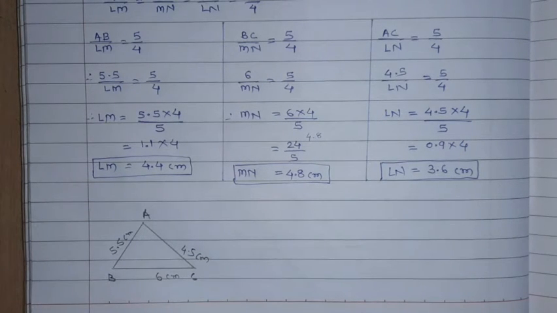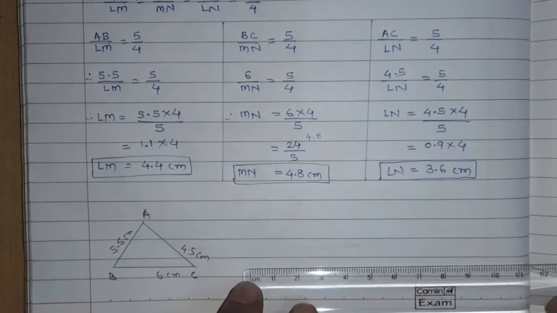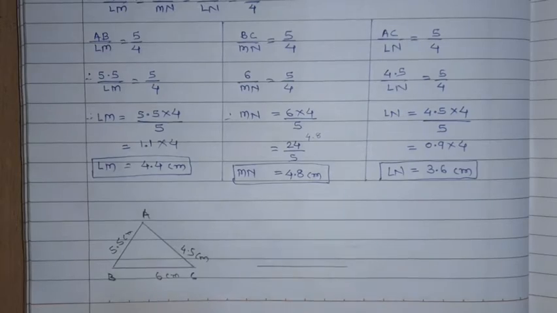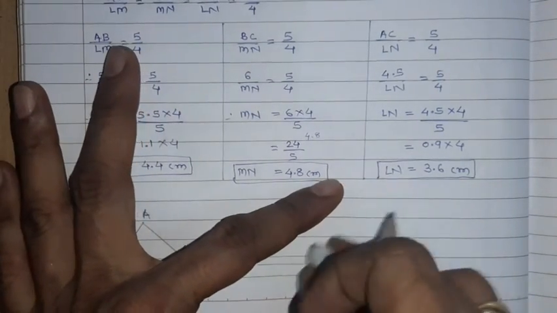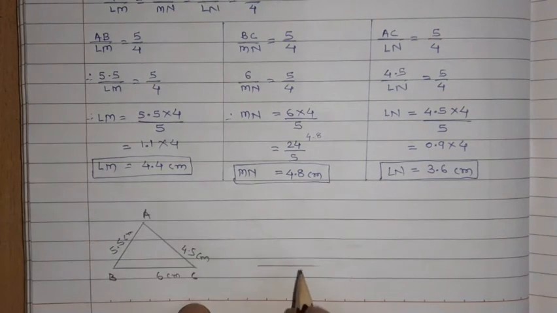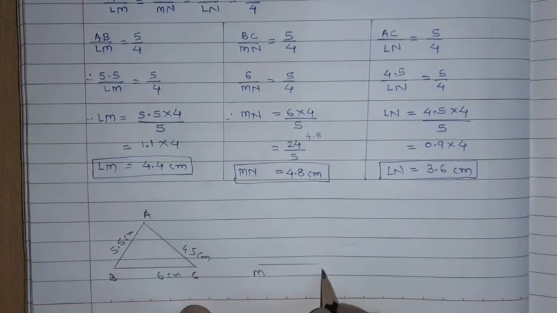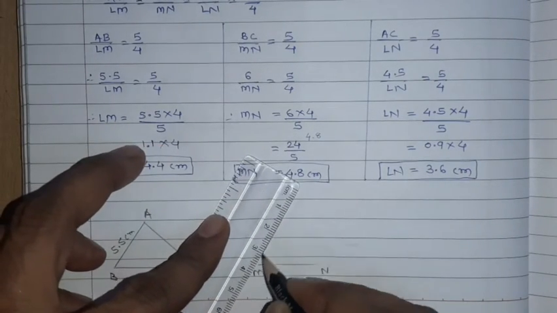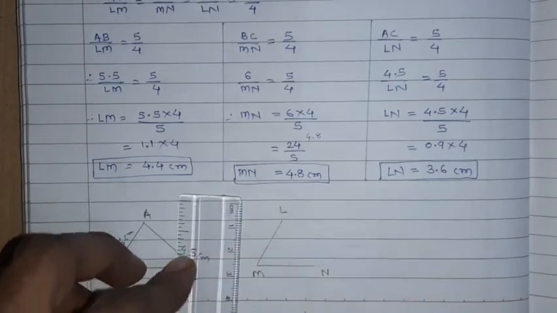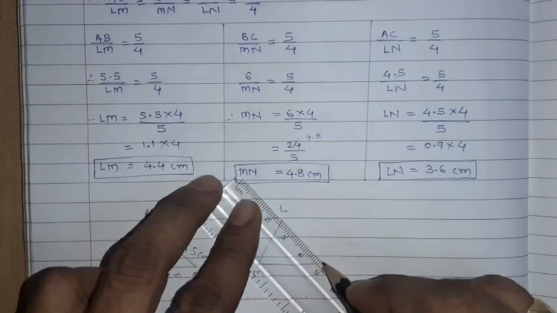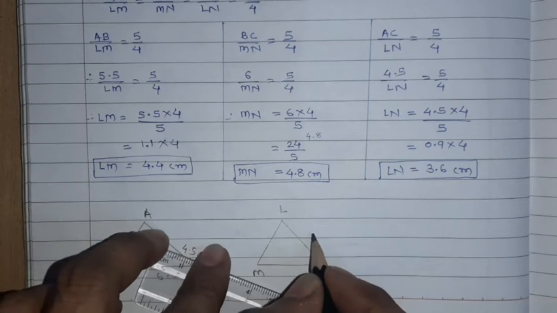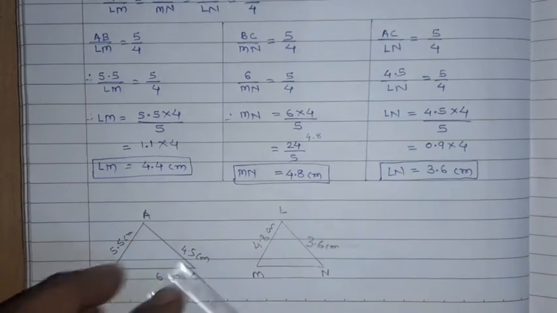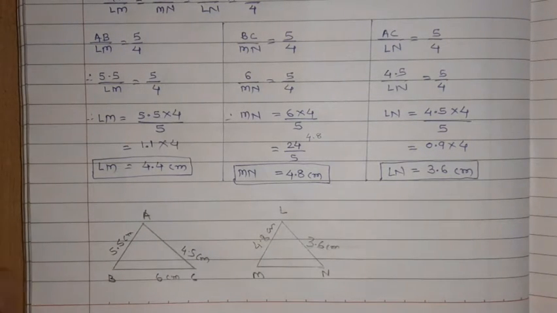Dear student, similarly we have to draw the rough figure for the triangle LMN. In this triangle, this is MN. Then here we have to take point L, and here it is LN. LN is how much? 3.6 centimeter and MN is 4.8 centimeter. Like this, these are the analytical figures.